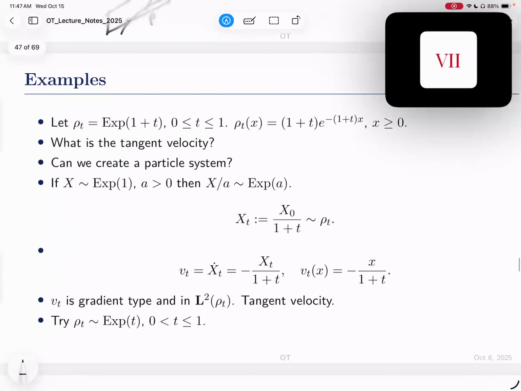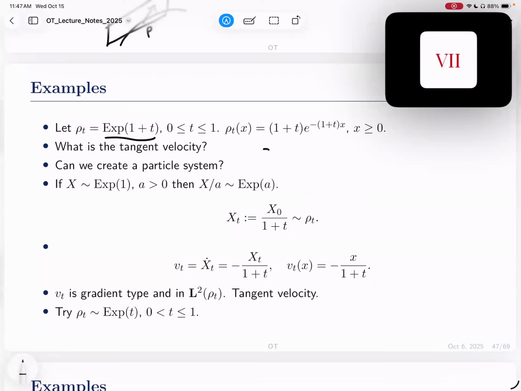Let's do more examples. Here's an example. Anybody who has taken basic probability should be familiar with exponential distributions. So let's take rho t to be the exponential distribution with the rate 1 plus t, where t is between 0 and 1. So it starts with exponential at rate 1 and ends with exponential at rate 2. We know what the density function is. The density function is (1 plus t) times e to the power minus (1 plus t) x for x non-negative, and the density is going to be 0 when x is negative.